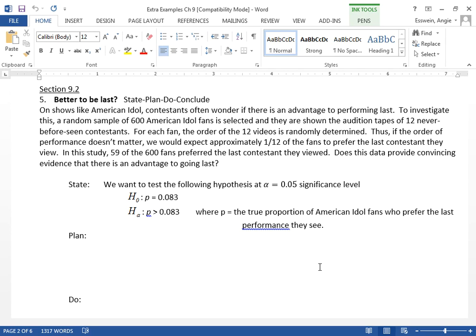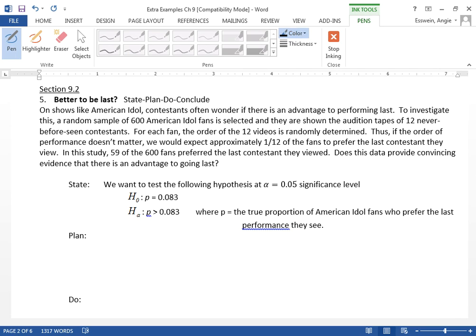We're going to use significance level 5%. Our null hypothesis is 1/12, P equals 0.083. Our alternative, since from context we're suspecting that perhaps more prefer the last performer, uses greater than, and that makes it a one-sided test. I want to write that this is a one-sided test.